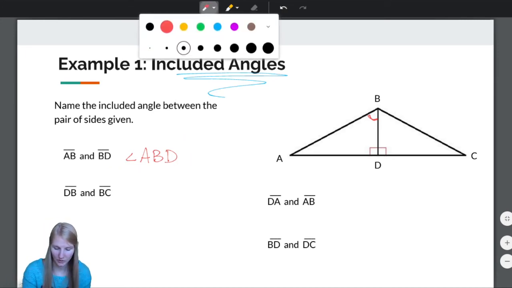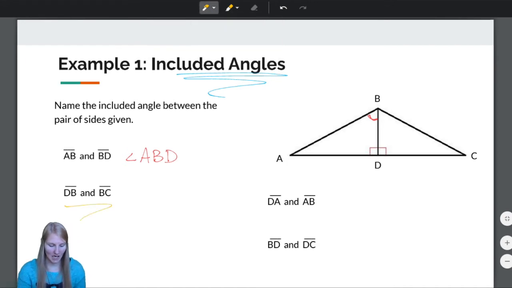All right, we'll do the next one in yellow. Side DB, and BC. Okay, so here are my two sides. I want the included angle. Can you name it? Before I even name it, can you name it? Well, remember, it's the angle that connects the two sides, the angle in between the two sides. So, this is angle DBC. And we could have also named it CBD. That would have been fine also. Whichever way you named it is fine.